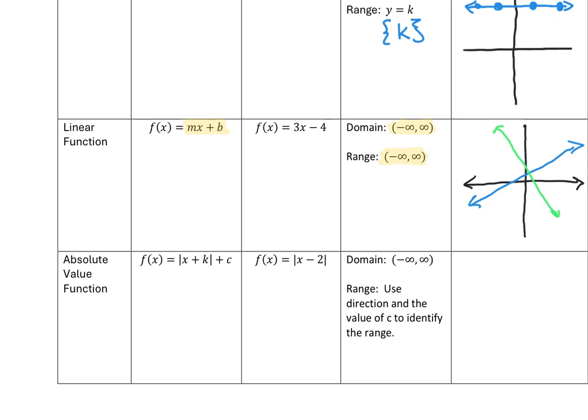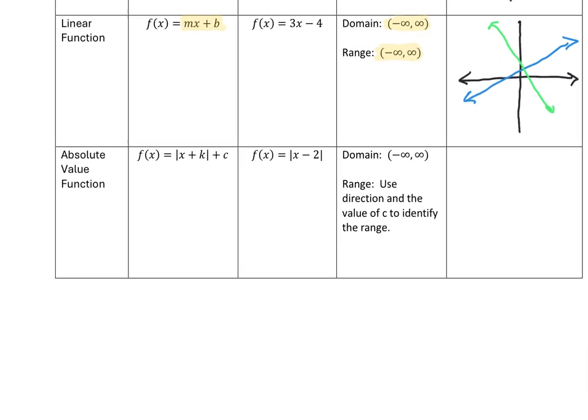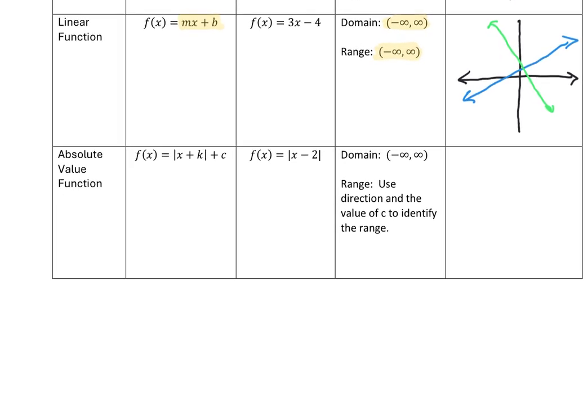Okay, the next one that we have is the absolute value function. In the absolute value function, what we have is absolute value bars. And inside our absolute value, we have to have the x, but we can also have other things in here too. We can add numbers or subtract numbers on the inside and outside. We can also multiply, which we'll do later this semester.